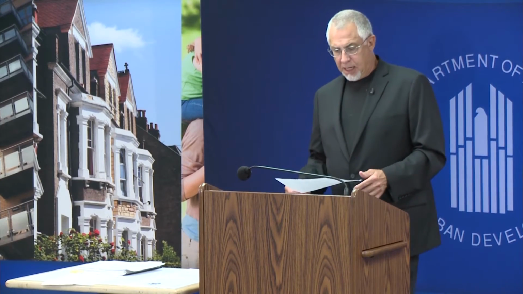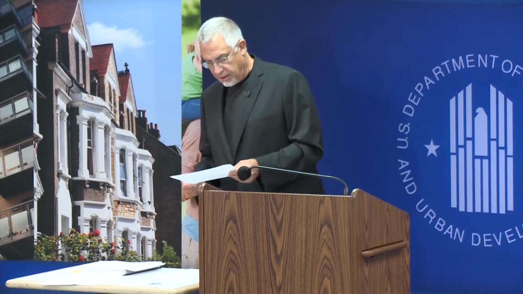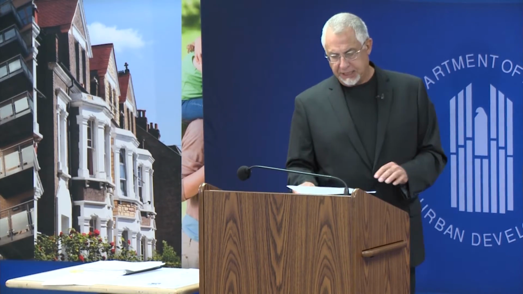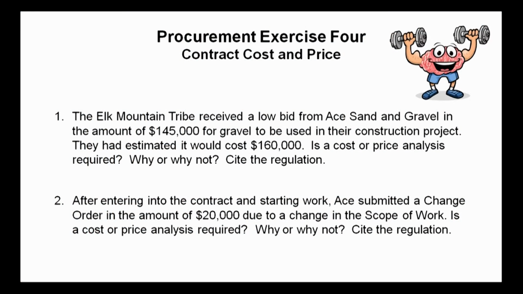Okay. So that brings us to exercise 4, contract cost and price. We have 2 little exercises here. The Elk Mountain Tribe received a low bid from Ace Sand and Gravel in the amount of $145,000 for gravel to be used in their construction project. They had estimated it would cost $160,000. Is a cost or price analysis required, and why or why not?